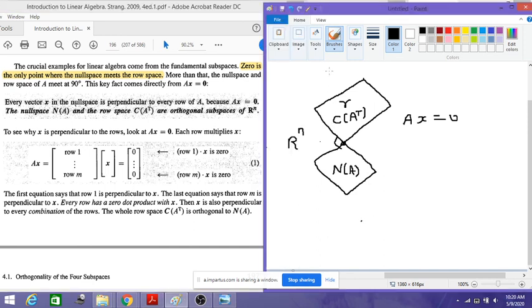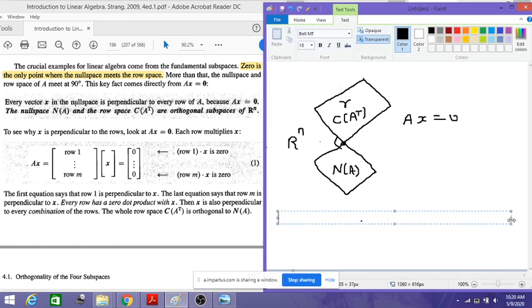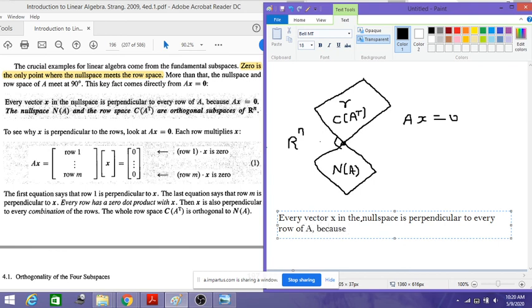So the definition goes like this. If you write that in terms of definition, every vector x in the null space is perpendicular to every row of A, because Ax is equal to 0.